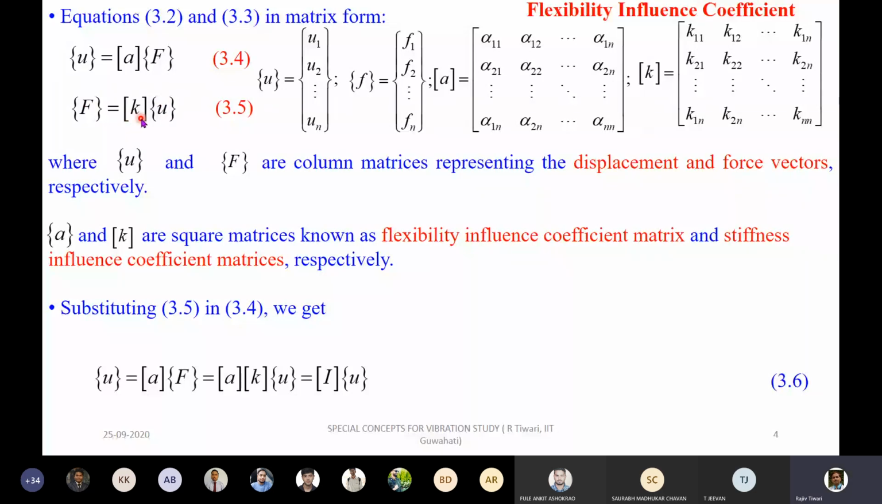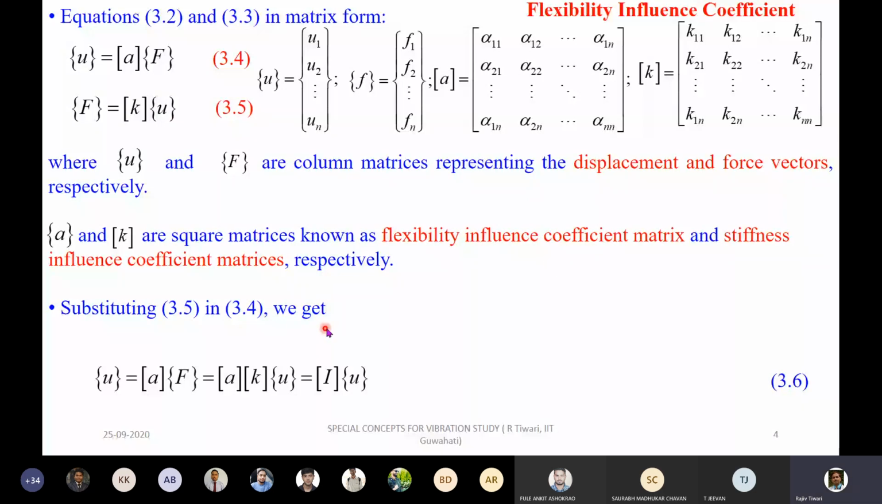So the stiffness influence coefficient matrix will be of this form. The form is similar: everything is the same, with A or alpha replaced by K. Otherwise, here also n terms are there. So we related here the flexibility influence coefficient and the stiffness influence coefficient with force and displacement like this.